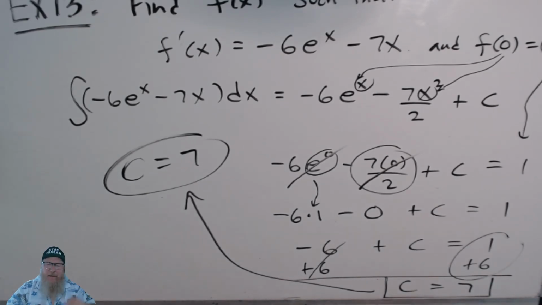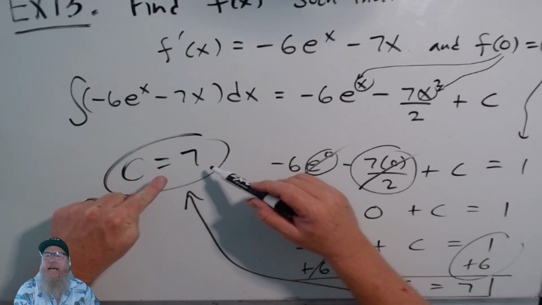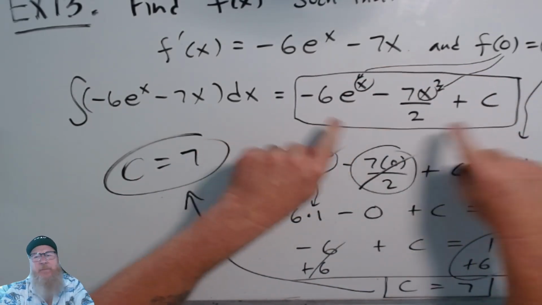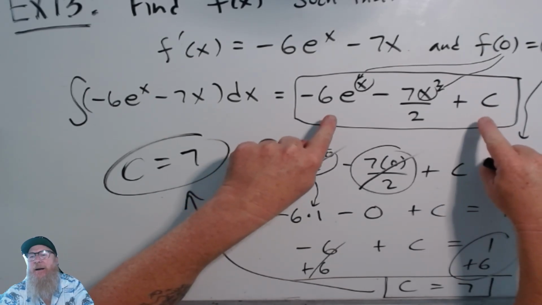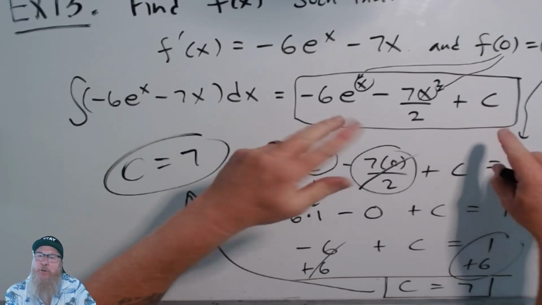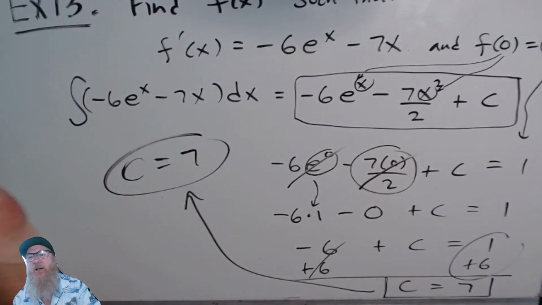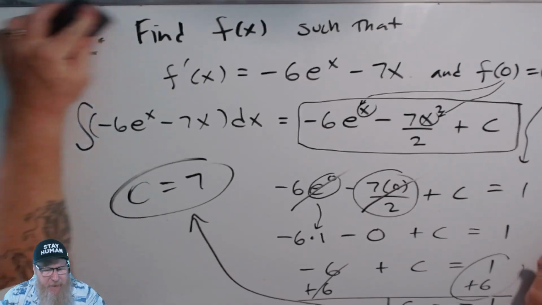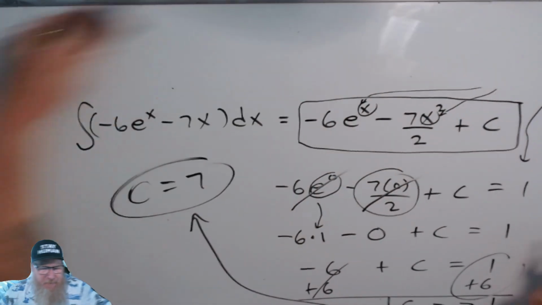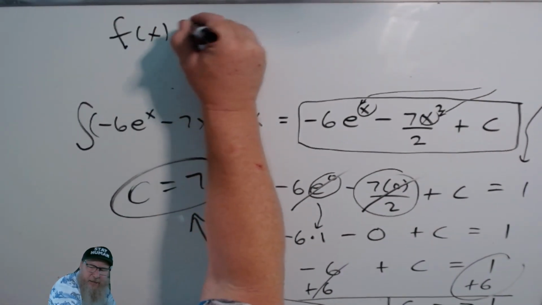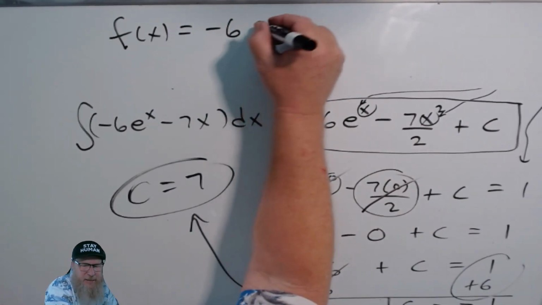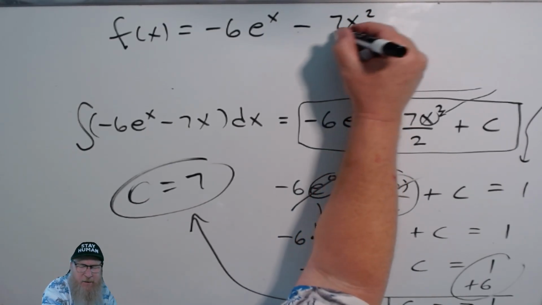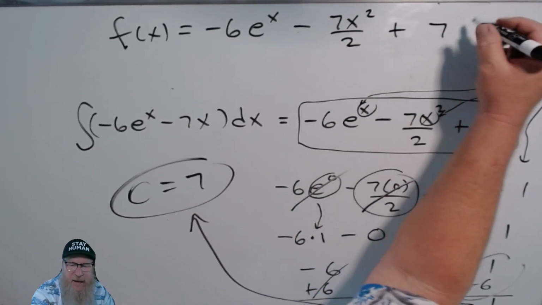All right. And then remember, once you found your c, you got to go back to the part where you took the antiderivative, right? By the way, you could check your final answer. I haven't done that in a long time, but maybe now would be a good time to check and give your final answer as a function. So your final answer is -6 e to the x minus 7x squared over 2 plus 7.